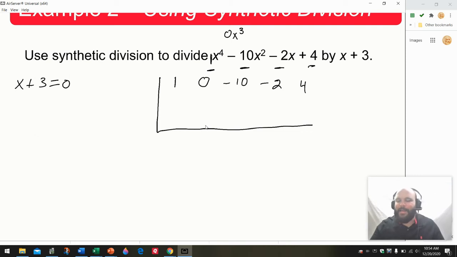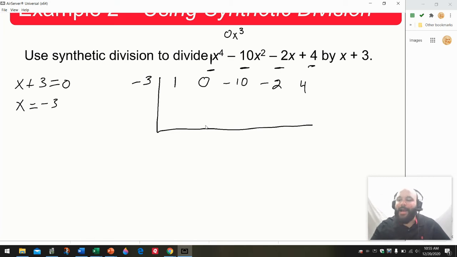Now, as another point that you need to remember, x plus 3 is a linear term. If this said x squared plus 3, we could not use synthetic division to do this. We would have to use polynomial long division. But because it is not x squared, it's just x to the first, we can use synthetic. And that's the downside to synthetic division. You can only do this when you're dividing by a linear term. So when we set x plus 3 equal to 0 and I solve it, I simply get x equals -3. That's the number that we're going to write right here.